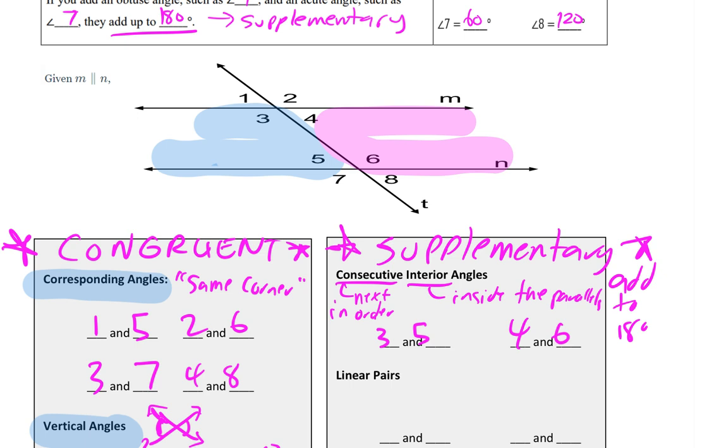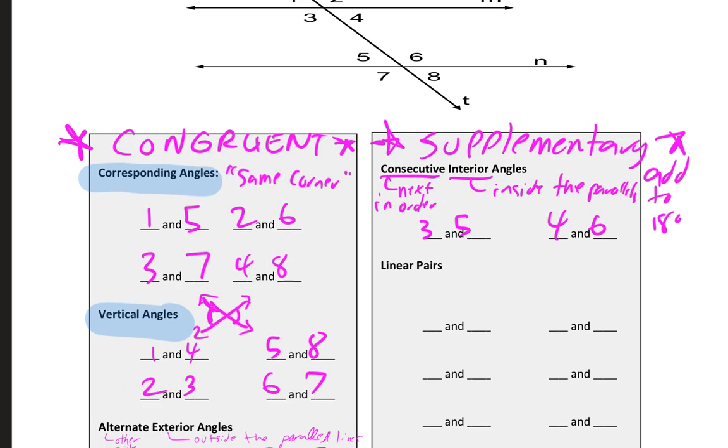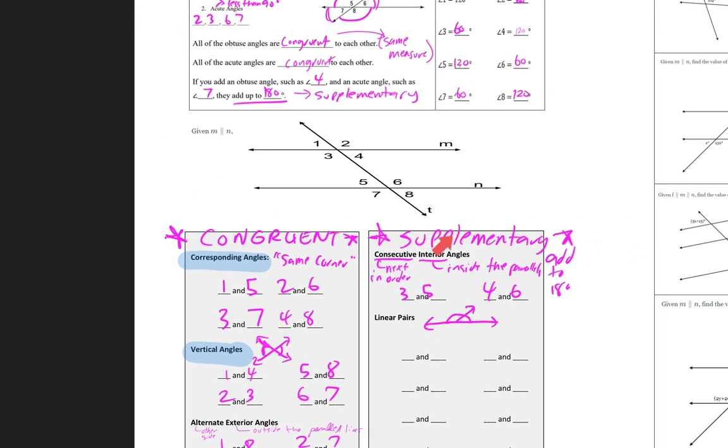All right, next. Linear pairs. We've already talked about linear pairs before. Remember, linear pairs form a straight line, something that looks like that. So we're looking for a straight line and then something that cuts in between it. Linear pairs are supplementary, they add to 180. If we turn our paper, we have 2 and 4, also 6 and 8, then 5 and 7, and then 1 and 3. So those are linear pairs.